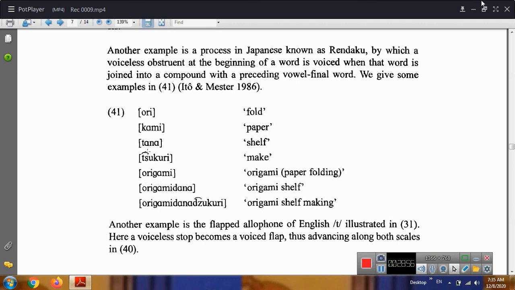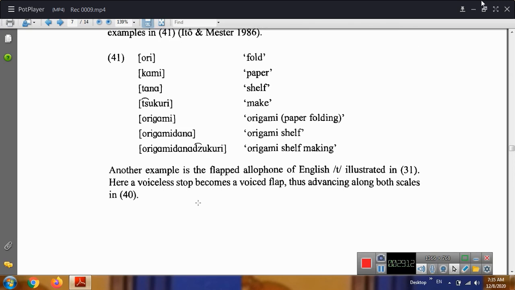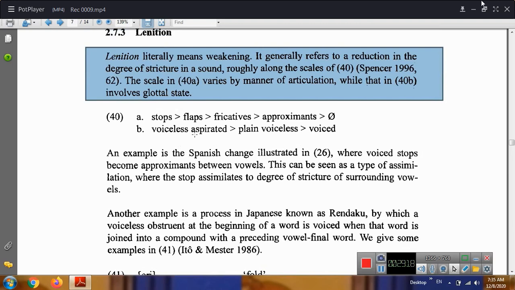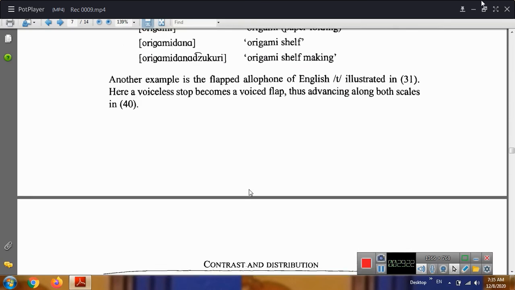And here again tana turns to dana. This t became d, and it became voiced. And we have three types of lenition here: g, d, and z. At first it was s, which turns to z, and we have lenition, and we consider this feature: voiceless sound, plain voiceless, and voiced.